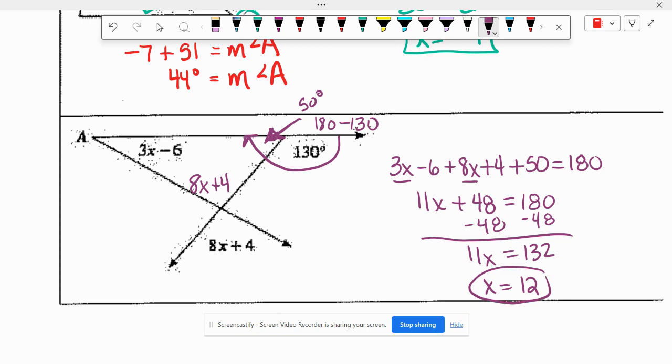I'm not done. Why? What's it asking me to find? The measure of angle A. I don't know who whispered that very quietly, but I heard you. Measure of angle A, which is 3x minus 6, or 3 times 12 minus 6. So what is the measure of angle A? Yeah, it's 30 degrees. The measure of angle A is 30 degrees.